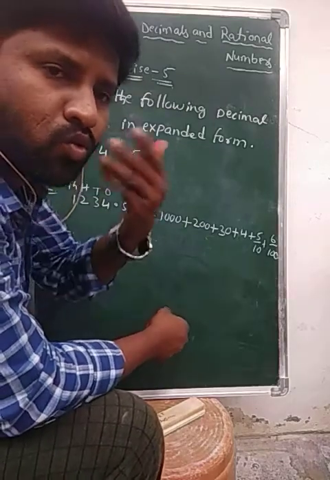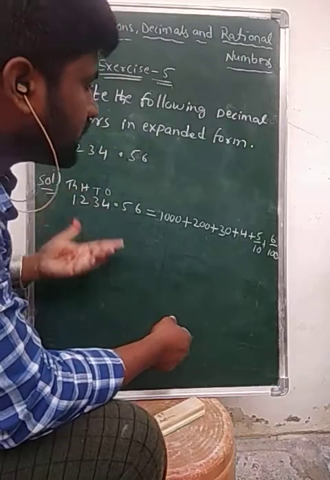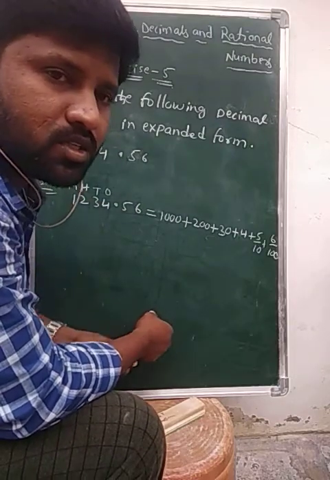You take your own decimal numbers and write the expanded form. Okay? So this is just basic.